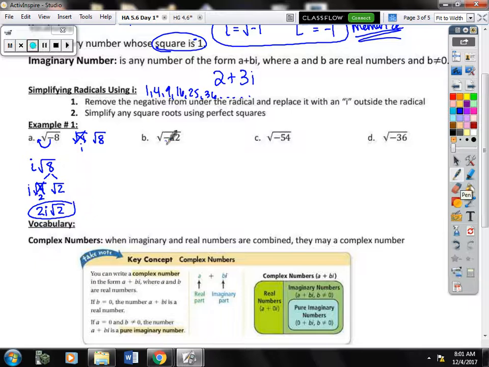So the next one, again, our i would come out, the i square root of 12. Now, if there was not a negative underneath there, we would just reduce it as normal. And then 12 we would break down into 4 and 3.